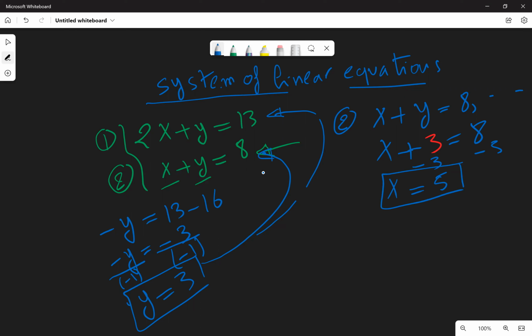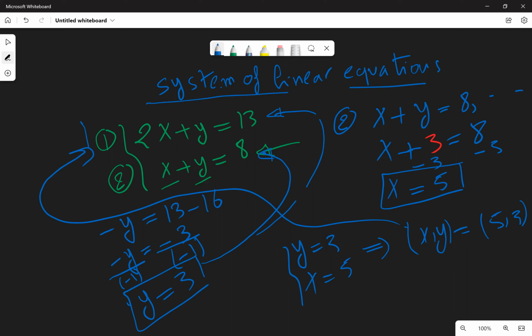So the solution is y equals 3 and x equals 5, or the pair (x, y) equals (5, 3) is the solution to this system of linear equations. Again, you can go back to the original equations and then substitute 5 for x and 3 for y in both equations.